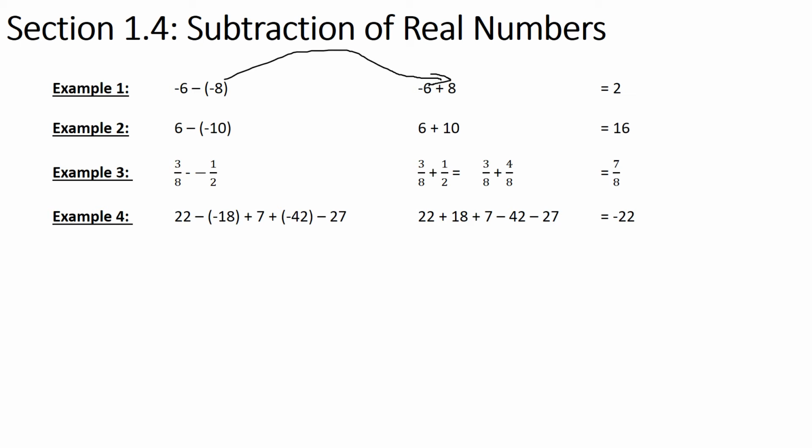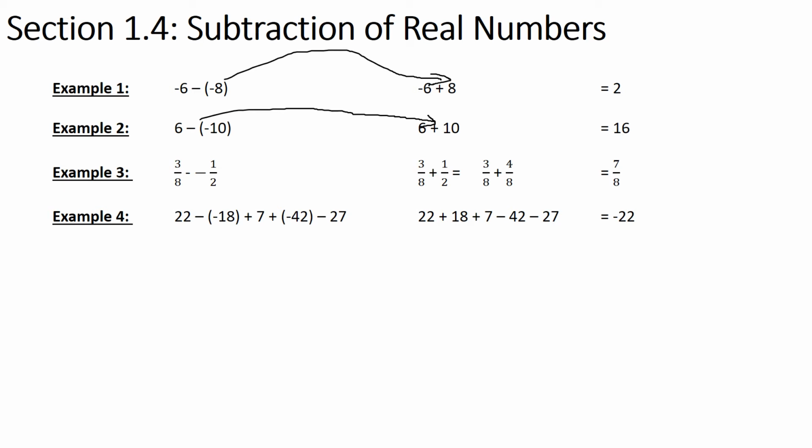Negative 6 minus negative 10 is the same as negative 6 plus 10, and negative 6 plus 10 is 4. Now we got some more fractions here. 3/8 minus 1/2, minus negative 1/2, excuse me. I have to convert those eighths and halves to a common denominator, and I'll just do 8. 3/8 I'll leave alone. But I can convert 1/2 pretty simply in my head, because I know 4/8 is the same as 1/2. So 3/8 minus negative 4/8 is the same as 3/8 plus 4/8, which equals 7/8.